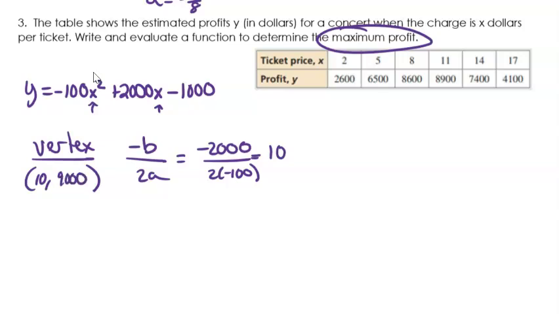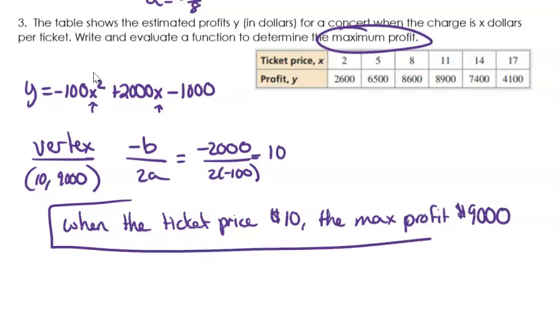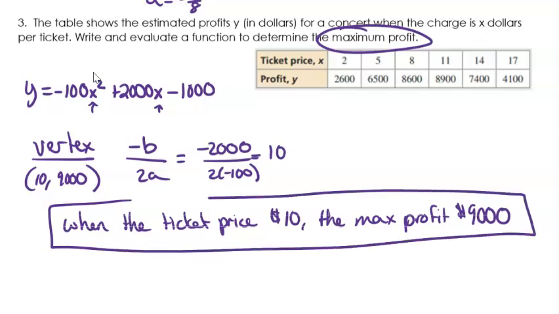So this is talking about the ticket price and the maximum profit. So when the ticket price is $10 a ticket, the max profit is $9,000. So if you think about it, if your tickets are too cheap, then you're not making as much money as you could, but at some point you price yourself out where less people go, and then you're also not making money. So you're looking for the best situation where you can make the most profit possible.